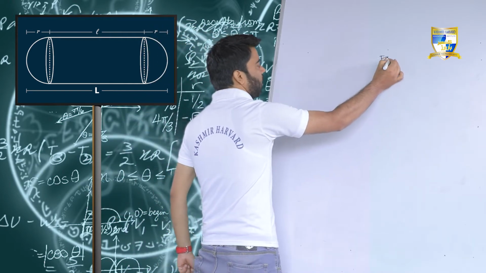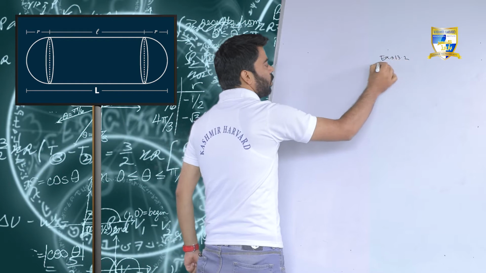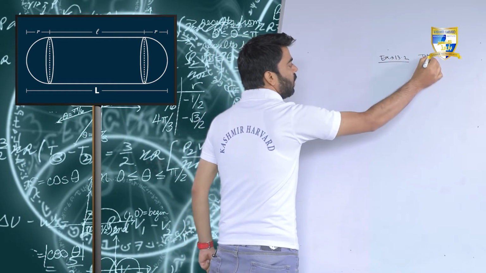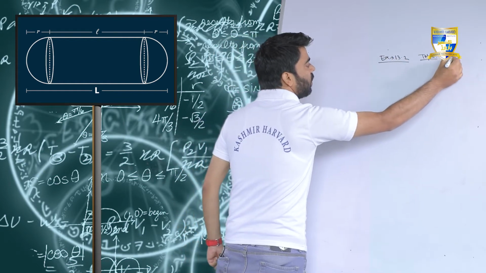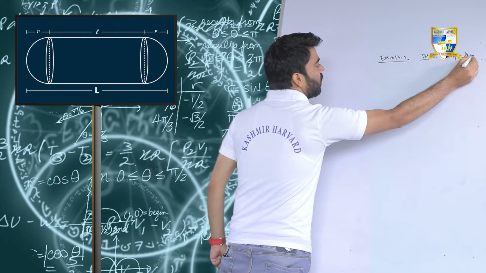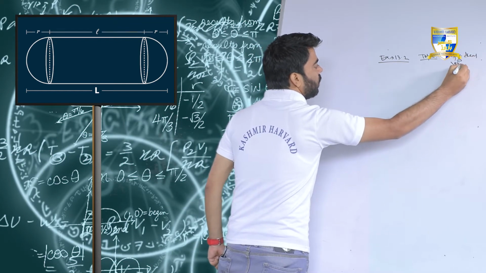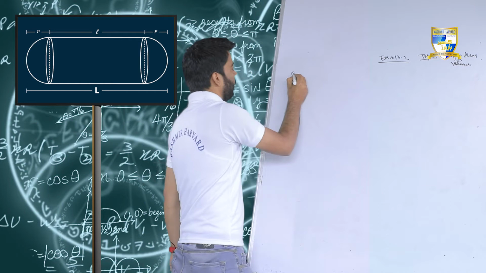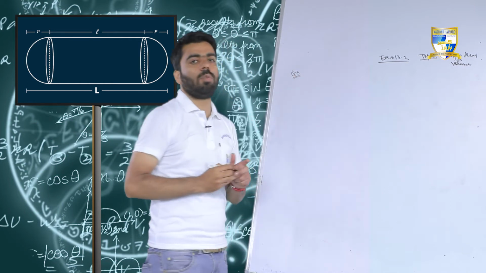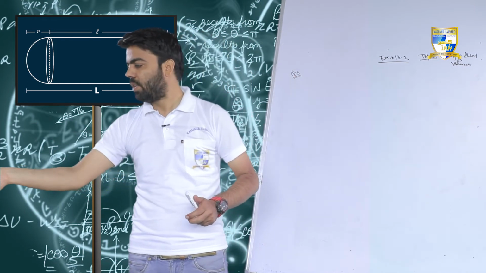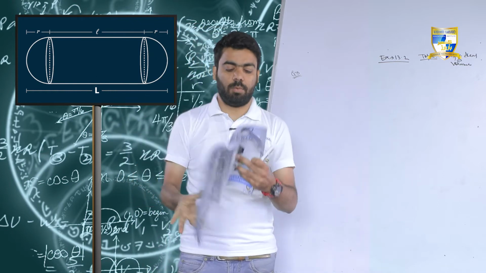Exercise 13.2, the topic is surface areas and volumes. Question number is 3. So let us start with the question, that's question number 3. I will take the question from your NCERT book.